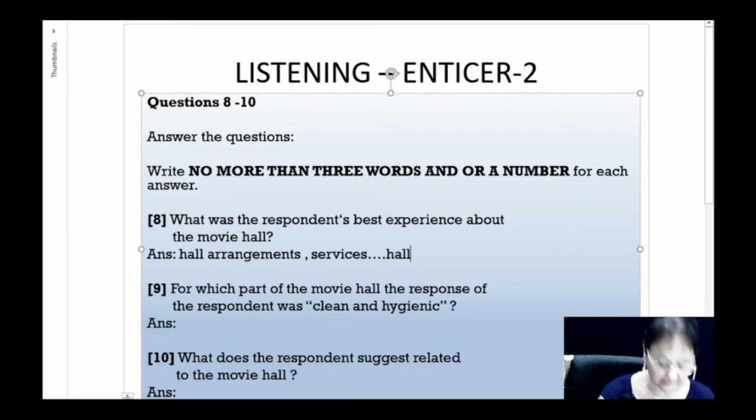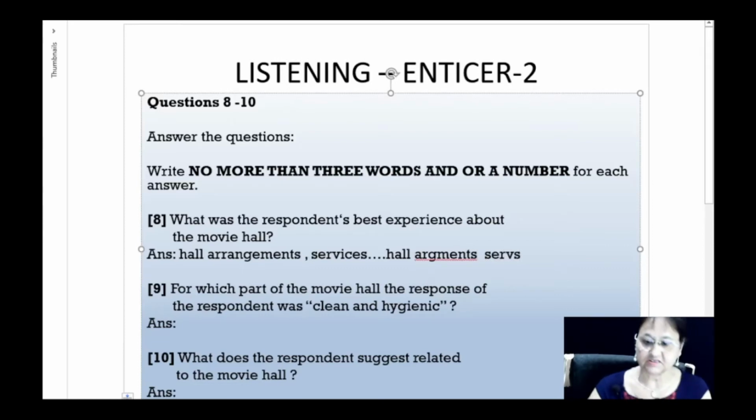So if you want to think of an abbreviated way of writing this answer, hall, of course, you have to write ARG, okay, services. But you should be able to know what is the abbreviation that you have given to the entire word. But if you cannot, then you might as well go with the full form. So this is hall, ARG, arrangement, serves. That's it. Okay. Now we go to the ninth question. Listen to the audio.